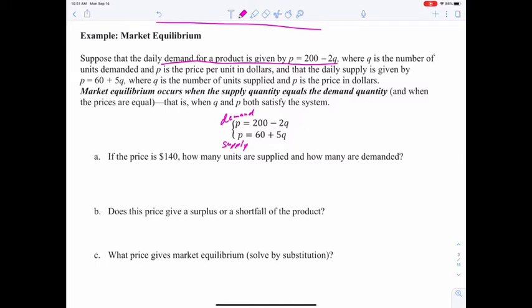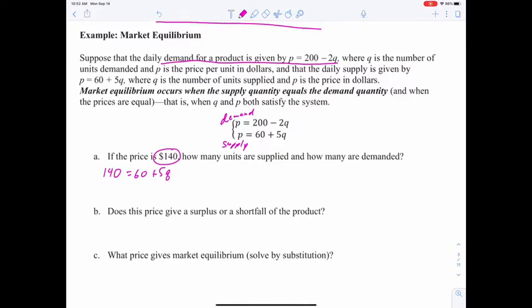Okay, so number 1 here, they're saying if the price is $140, how many units are supplied and how many are demanded? So in other words, we're going to take 140 and substitute it into both of these P's, right? Separately. So we have our first equation, so it asks for supplied first. So we'll do the supply equation, the bottom one here. So we're replacing the price with 140 as it says, equals 60 plus 5Q.